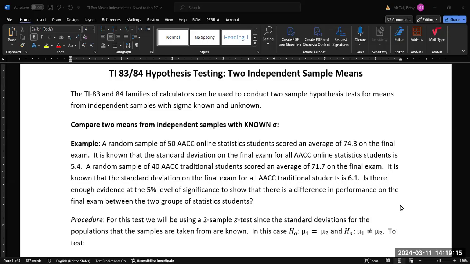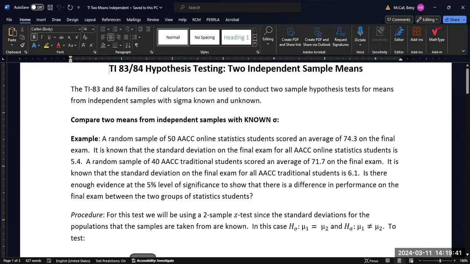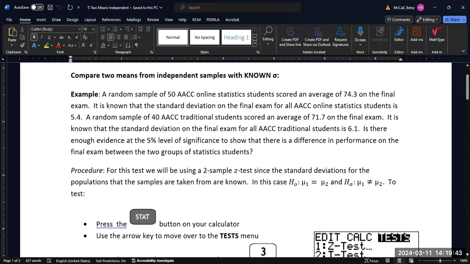Okay, so in this video, we're going to look at how to conduct hypothesis tests on two independent sample means. Now, for the independent sample means, we can base this either on summary statistics or on raw data, and the sample sizes can be very small, and the sample sizes for each of the groups do not need to be the same. So let's look at an example.